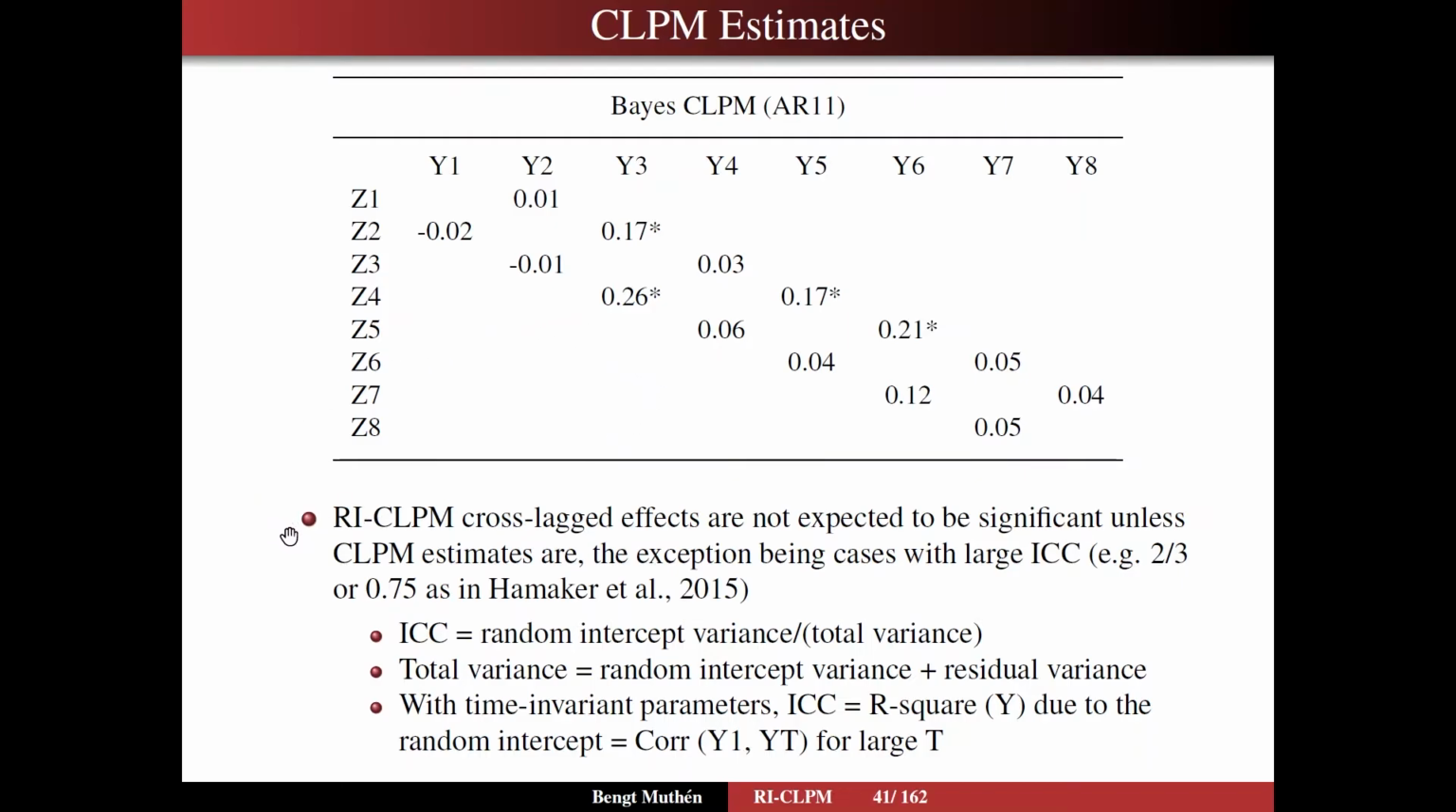Now, CLPM modeling may be useful early on to see if there is any hope of finding cross-lagged effects. And if you're interested in RI-CLPM cross-lagged effects, they're not expected to be significant unless CLPM estimates are, with the exception of situations with large intraclass correlations, as discussed in Hamaker et al.'s article, where the intraclass correlation is the random intercept variance divided by the total variance, and the total variance is the random intercept variance plus residual variance.